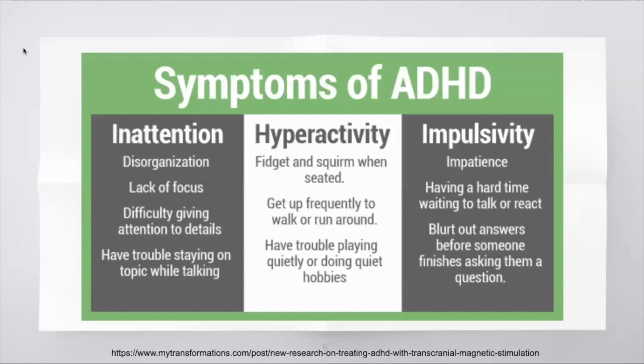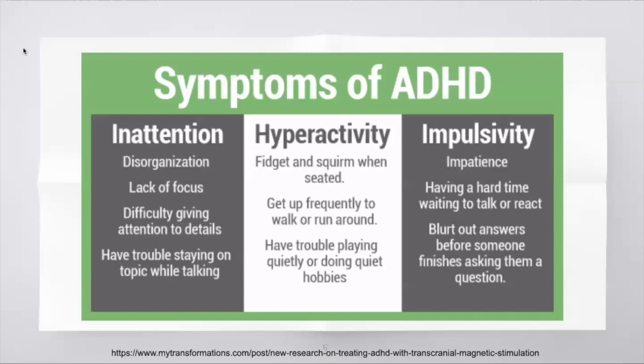And then the impulsivity comes with the difficulty of sometimes not thinking before students perform tasks. Sometimes students can be impatient. They can have a hard time waiting on their turn. And so they might blurt out answers or speak when others are talking because they just feel like they have to get it out right then and there.